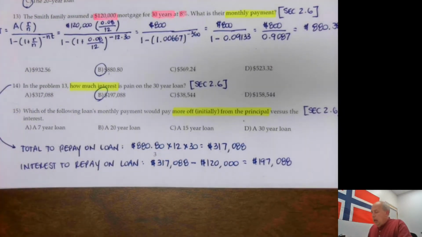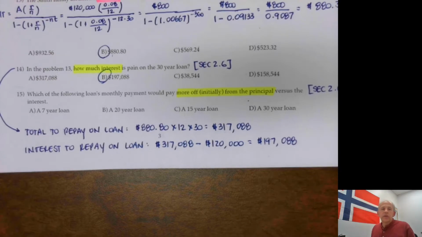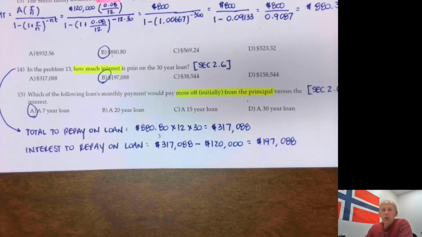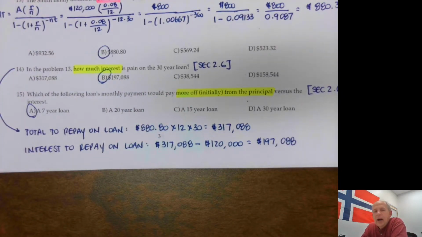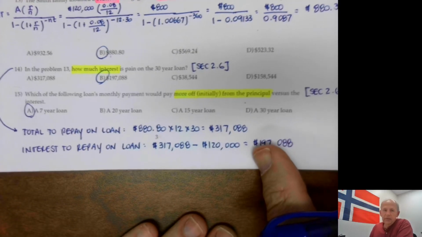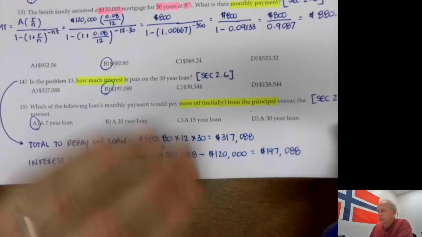payment. Now, number 15, which of the following's loan monthly payment would pay more off initially from the principal versus the interest, where you start attacking the principal first or on the short-term loans. You don't get gobbled up that much by the interest piece. You start attacking the amount that you borrowed initially sort of right away, which is a good thing. You don't end up paying as much interest over the life of the loan either. My answer to that is A, the shortest loan.